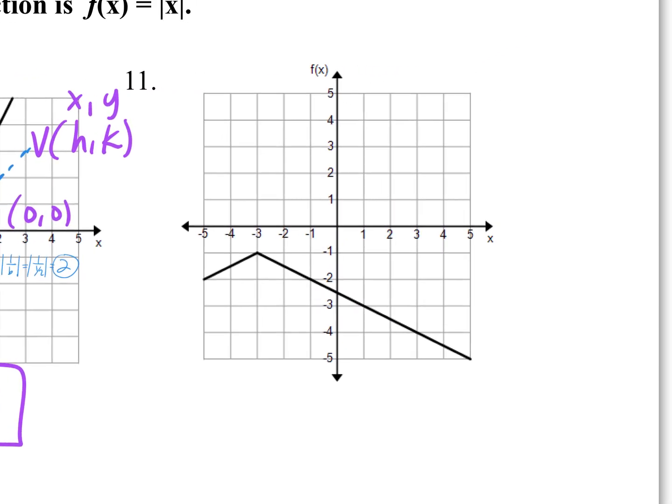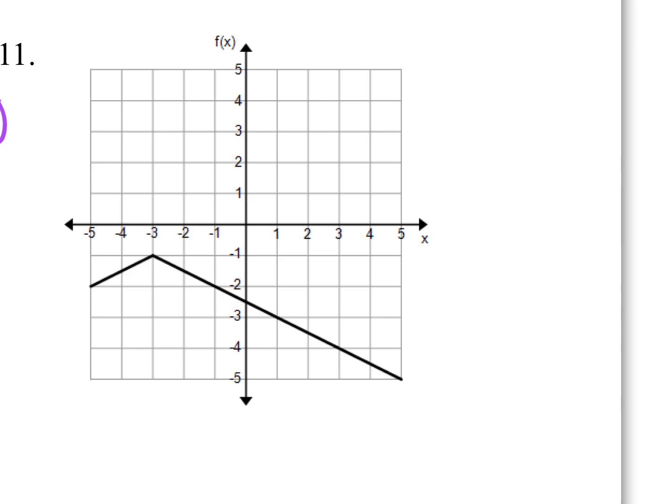Okay, number 11 and the last. First, let's find where the vertex is. Here, the vertex is located at (-3, -1). What else? The graph is opening down. So it means to say that there's going to be a reflection. This is going to be a reflection.